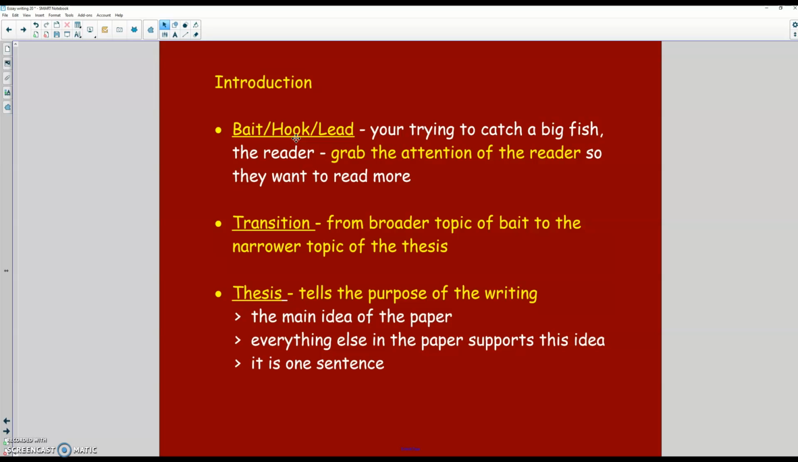So the stronger your beginning, the better you're going to get somebody to keep reading. And we'll talk about what a strong beginning actually means in another slide. Transition. This is a sentence that takes, like, if you're talking about a broader topic in the hook or lead, you're kind of narrowing it to the thesis topic. And I'll talk about this more in the next couple of slides. And again, the thesis is the third sentence, and it tells the purpose of the writing, the main idea.